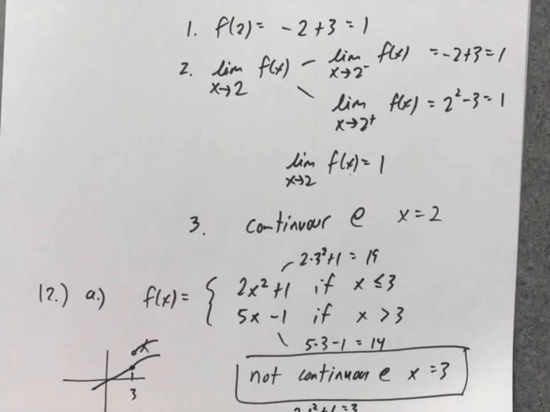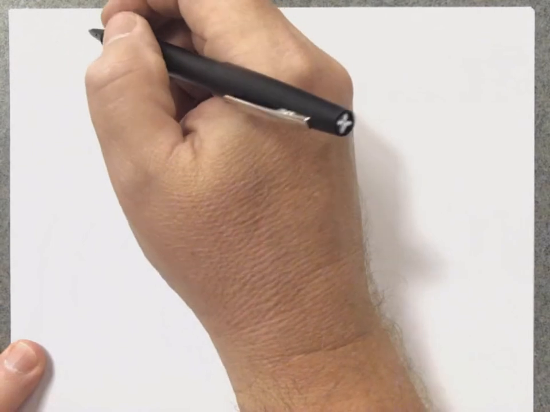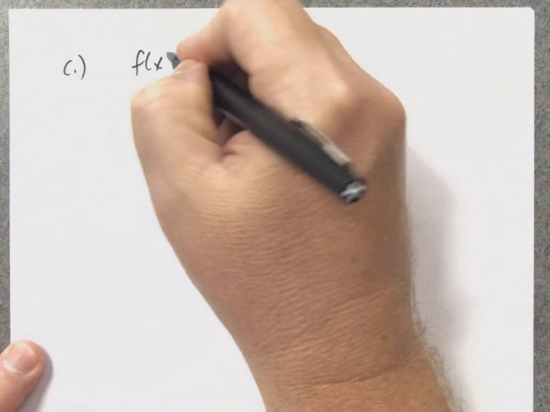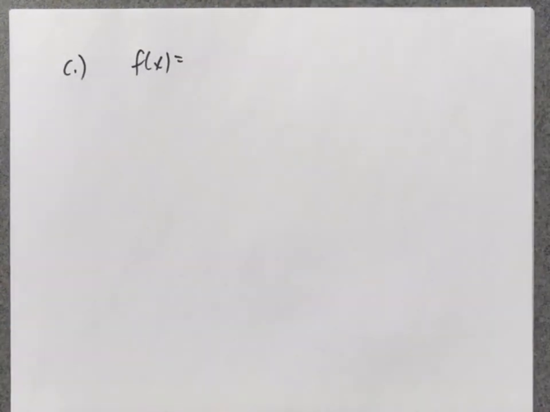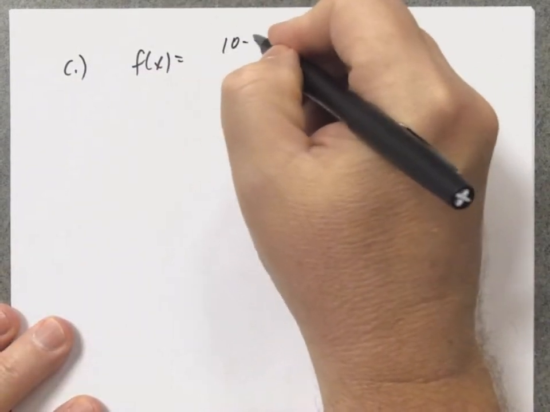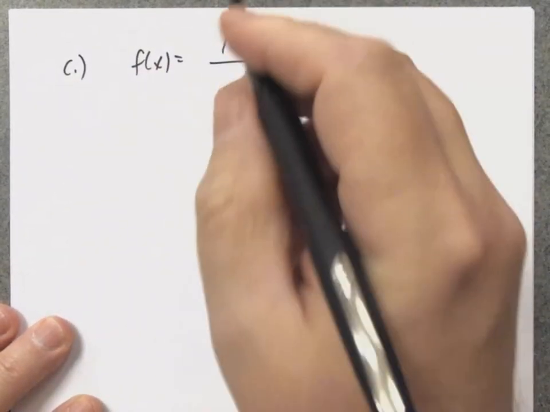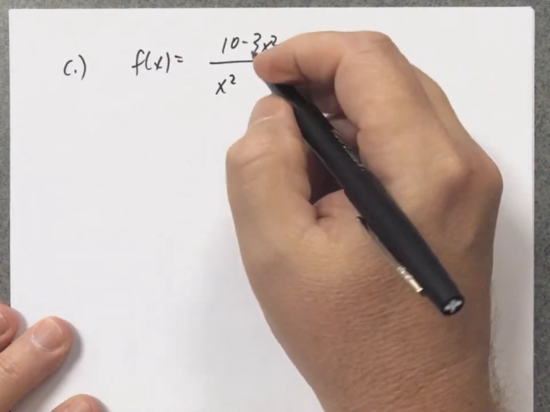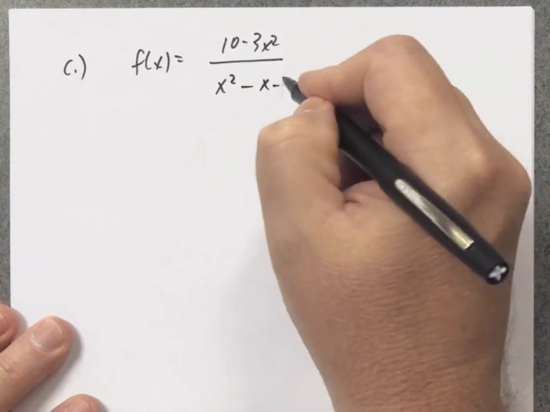All right, now, the very last problems. We're still checking; we're given a function, and we're asked to find the values of x where the function is not continuous. Now the only other time we have to be concerned is, in this case, it's just one function. It's not piecewise. Let me write it out, and then let me tell you what we're going to be looking for. So 10 minus 3x squared over x squared minus x minus 20.